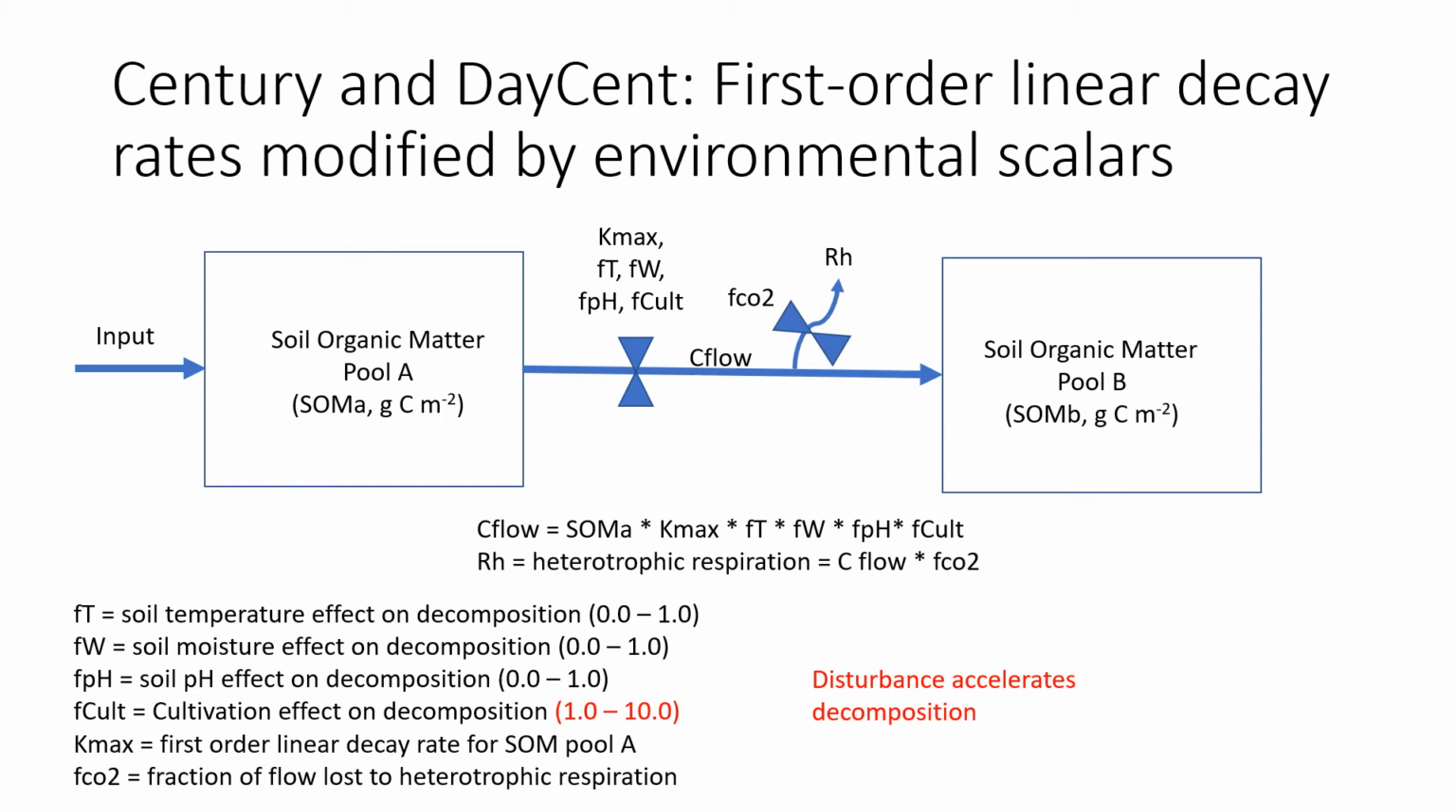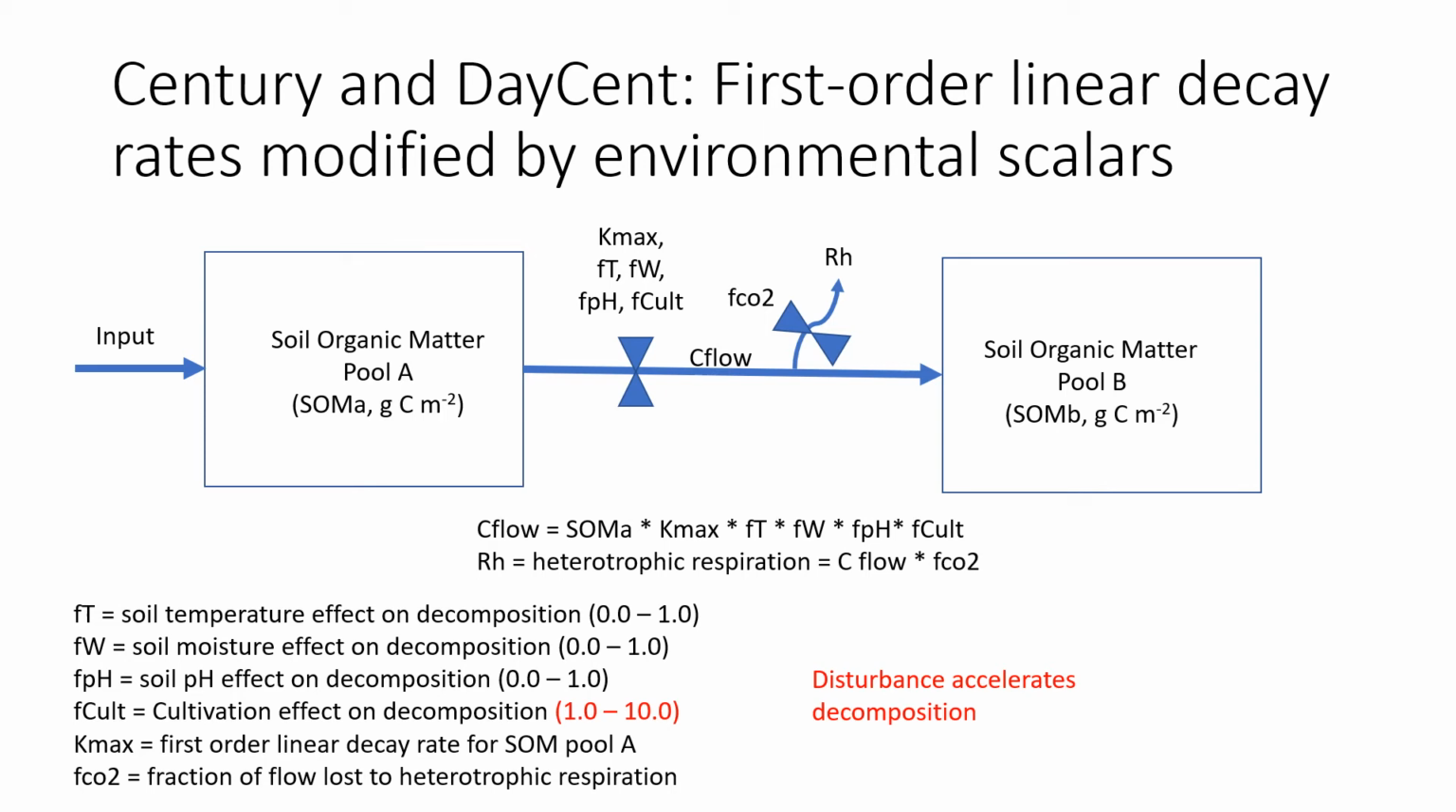C flow is equal to the amount of carbon in pool A times a maximum decay rate, Kmax, times a temperature effect on decomposition, a 0 to 1 multiplier, times a soil moisture effect on decomposition, another 0 to 1 multiplier. And this is new, a pH effect on decomposition. So really acid soils would decompose slower than soils with a more neutral pH, and a cultivation effect.